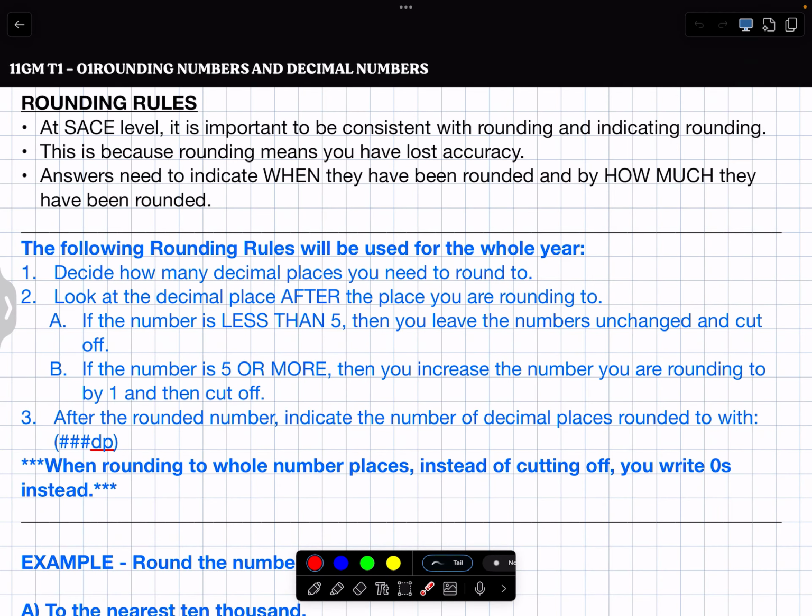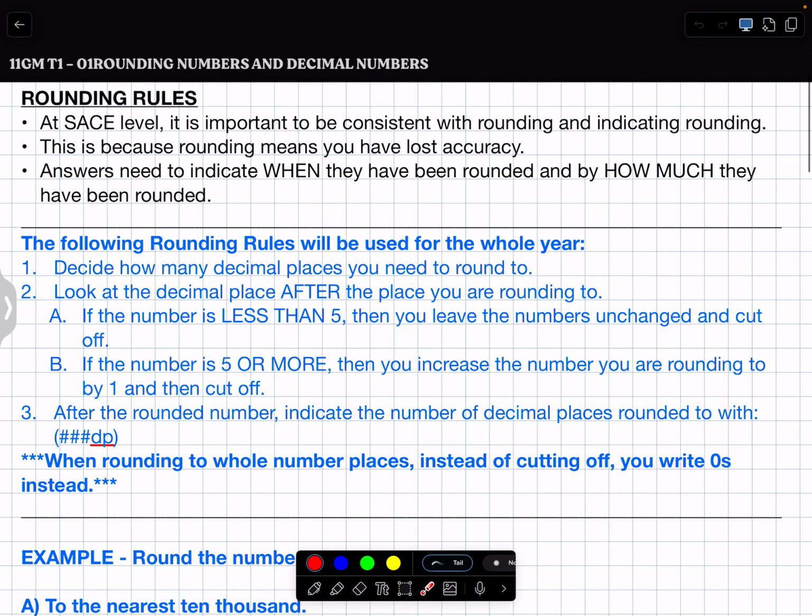I'm hoping that rounding numbers is revision for you, but just like all my past classes, I don't assume that. I teach it from scratch. At SACE level, you need to be consistent with rounding and indicating rounding, because when you round, you've lost accuracy.